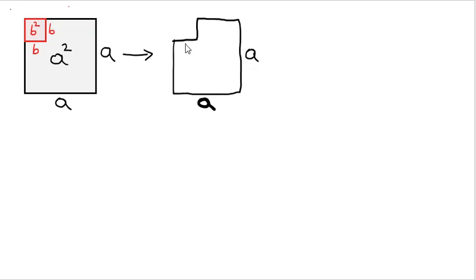But because I've taken B, imagine if it was still there, this would be B and this would be B. And we subtract that B on this side, so this side is now A minus B. Therefore, this side is also going to be A minus B. So the new area is going to be A squared minus B squared.